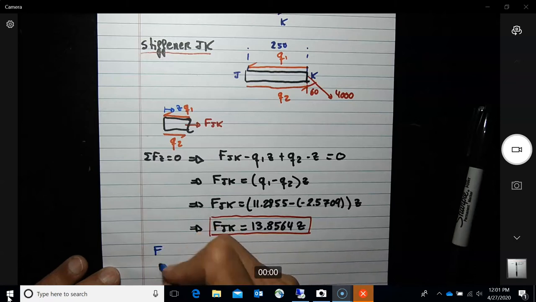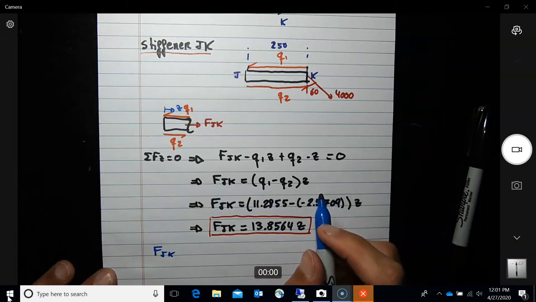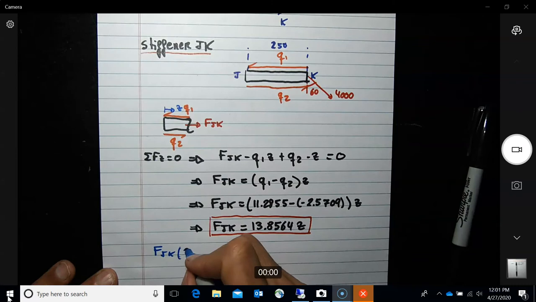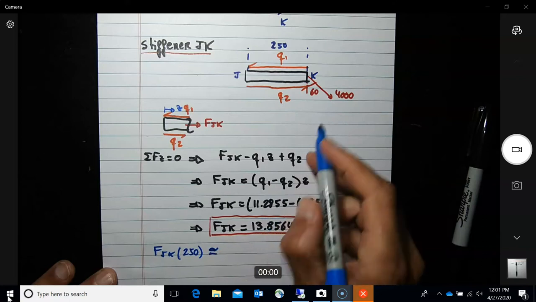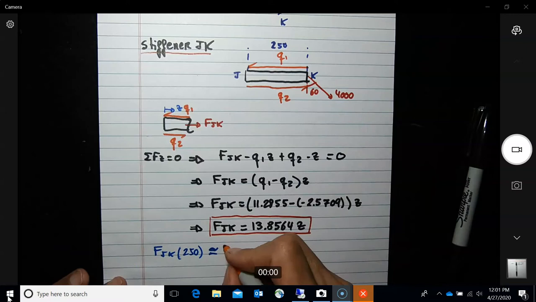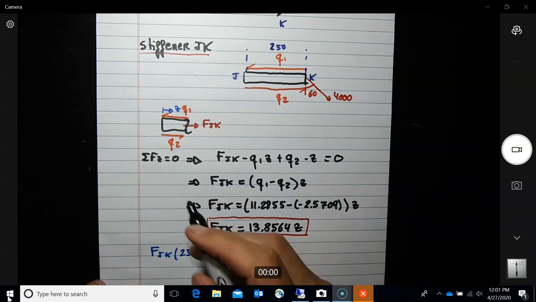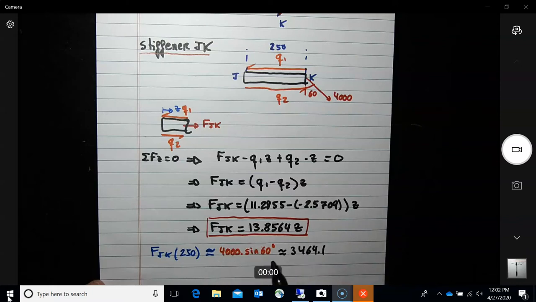Okay, so Fjk, let's say we know at 250, so we know here will be zero, okay? So at 250, at Z equal to 50, if we did it correct, should be approximately equal to whatever would be the force on the X direction. So if we did it correct, we should get about 4,000 sine 60. Okay? So we do this calculation. Actually, we got that is equal to 3,464.1. But this should be the exact value if we did it correct.